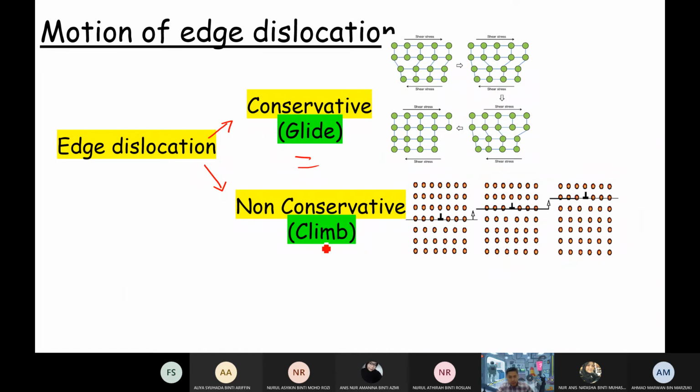Kalau climb ni, the movement of dislocation will be perpendicular to the slip plane. So if you look here, the dislocation moves upward. Okay, this occurs when dislocation absorbs or emits a vacancy. This type of movement usually happens at a high temperature. It is much easier at a high temperature.